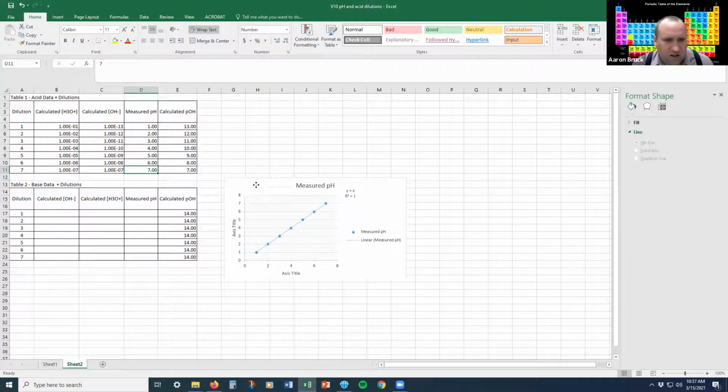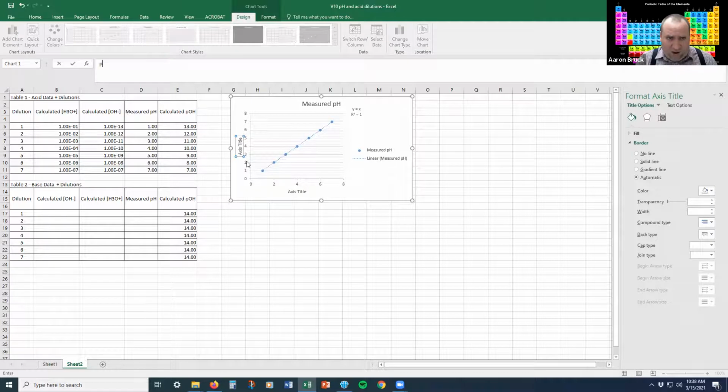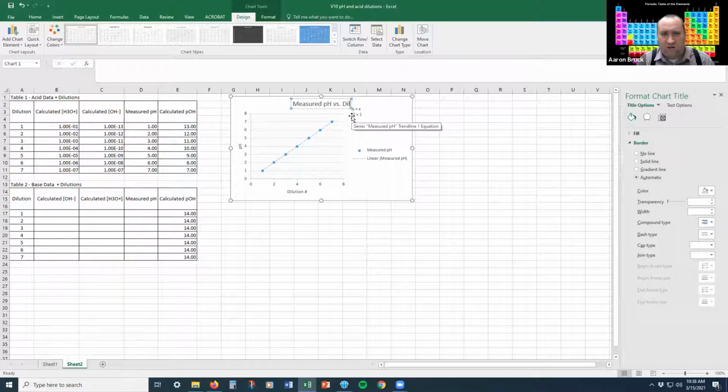And it says you need to put in correct axis titles and units and stuff. Thing is, pH doesn't have a unit, and the dilution number doesn't have a unit either. So you just need to make sure that you title it properly. Measured pH versus dilution number for the acid.